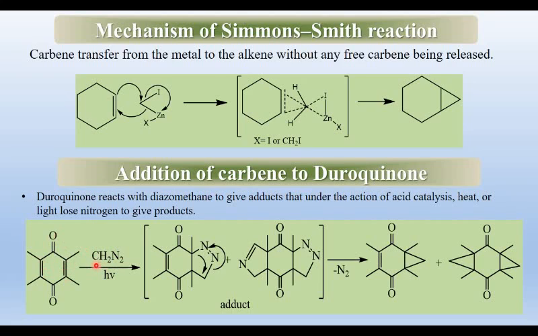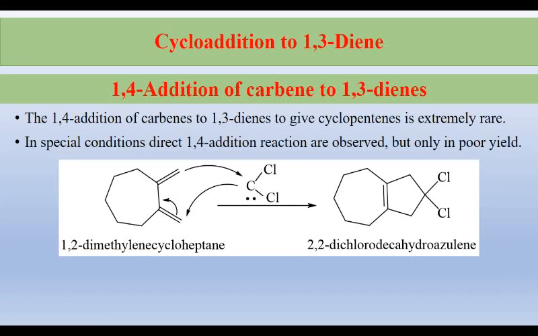Here there are two possibilities. Carbene can add to only one double bond, or it can also be added to both the double bonds. It depends upon the reactant ratio. If we have 1 mole of diazomethane and 1 mole of duroquinone, only one double bond will react. While if we have excess of diazomethane, then a mixture of products will be obtained.